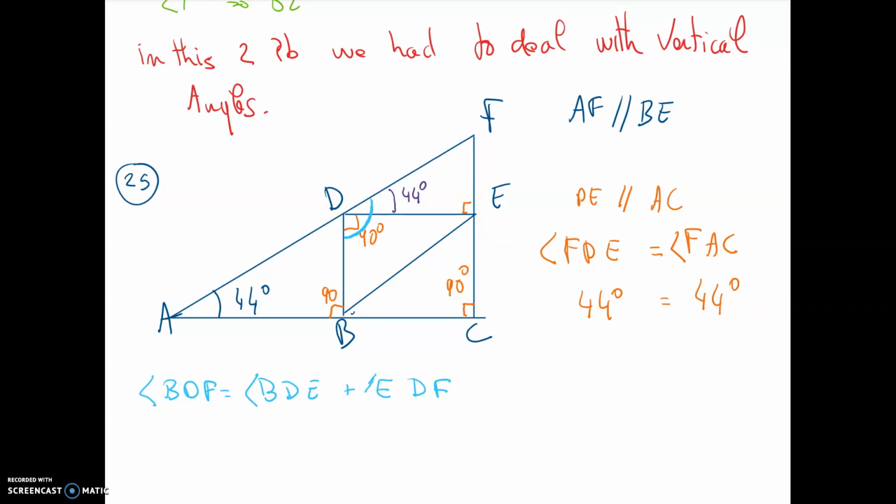And so if I look at that, I end up to have BDE, it's 90 degrees, plus EDF is 44 degrees, and so I end up to have an angle equal to 134 degrees.